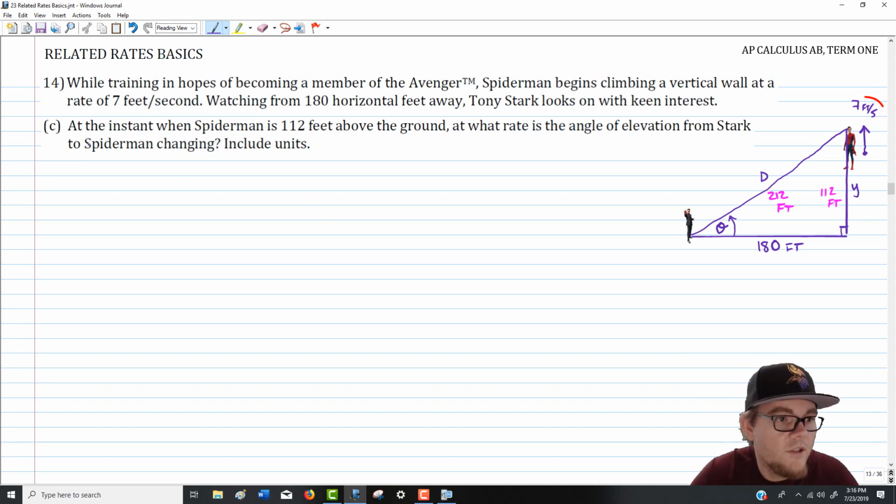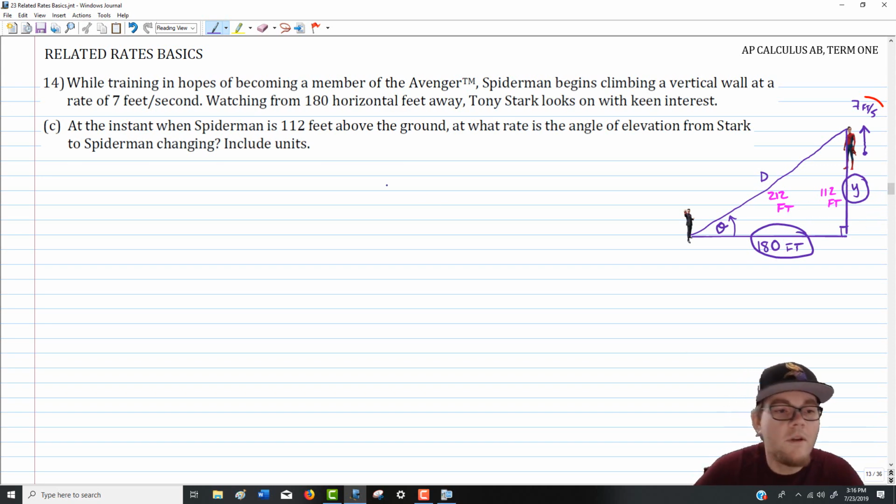So from here, first I wanted to do the ideal match, and I'm looking for one that has something over a constant value. What I see is that if I choose opposite over adjacent, then I'm going to get y over 180, because the 180, or that distance from the base of the building to Tony Stark, isn't changing. It's almost like Tony Stark isn't moving. Like, he can't move. Oh well, get it out of my head.